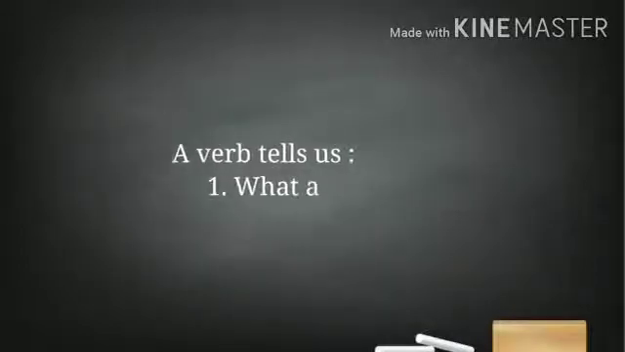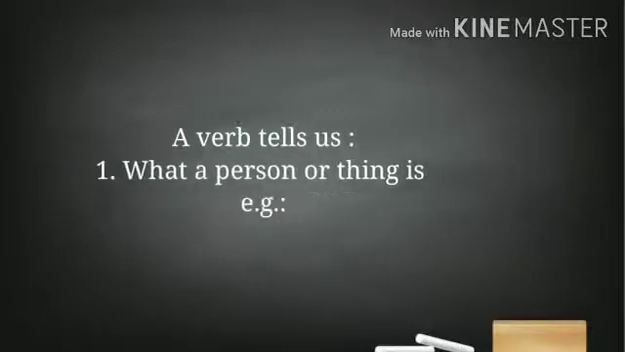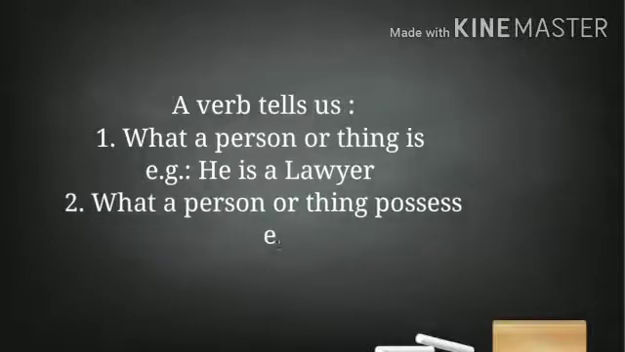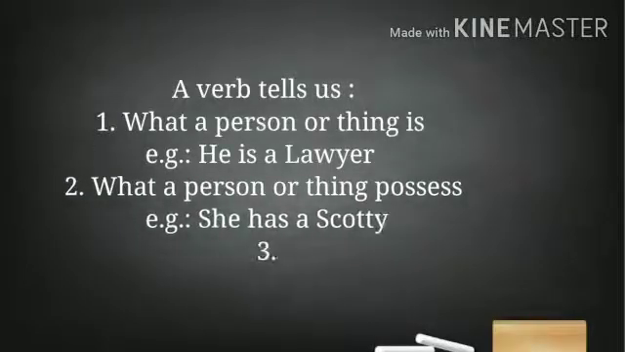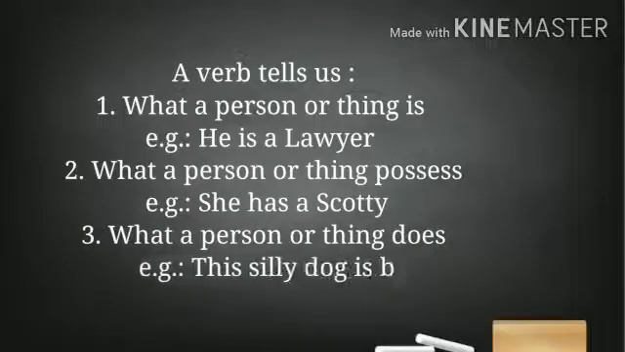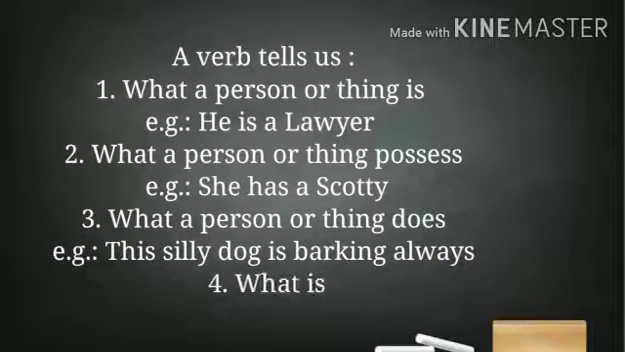For example, he is a lawyer. Who is he? He is a lawyer. Is is the verb there. What a person or thing possesses. Possession means property. She has a scooty. What does she have? A scooty. What is her property there? Scooty. Has is the verb.